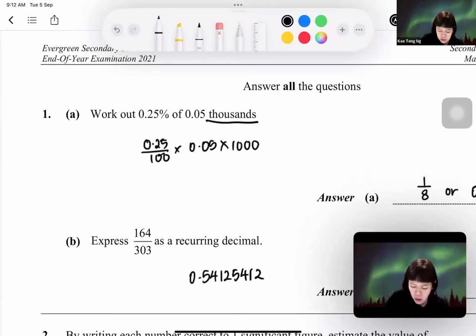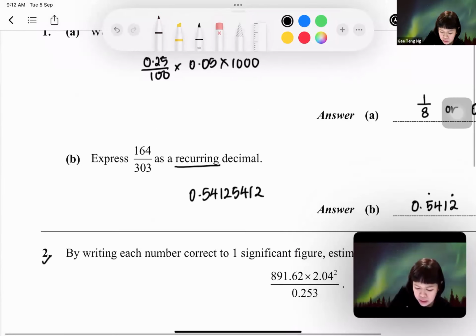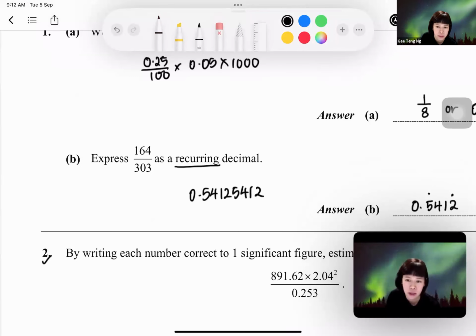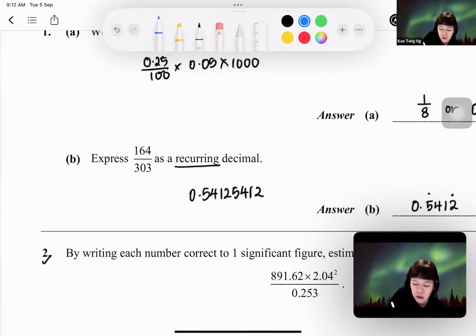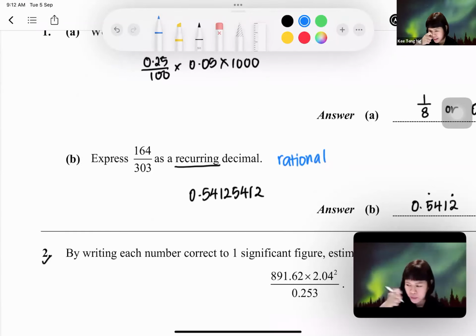Next one, express this as a recurring decimal. What do you mean by a recurring decimal? A number that does not end and it repeats itself with a pattern. Just a side note to recall, a recurring decimal is a rational number. Anyone remember what is the meaning of a rational number?